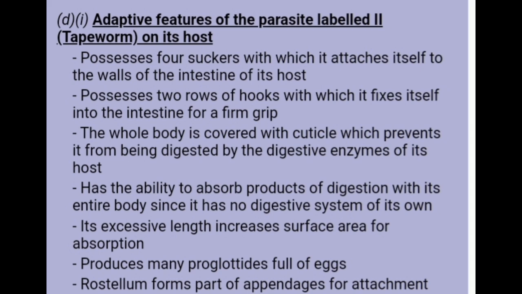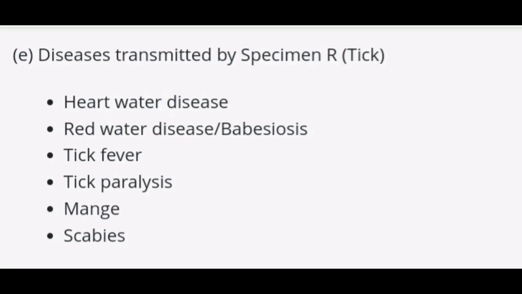And then the intermediate host of tapeworm is cattle and pig. Right? Okay. Now, what are the diseases that can be transmitted by tick? That's specimen P, the last specimen there. The disease that can be transmitted by tick is heart water disease, also red water disease or babesiosis. Then we can have tick fever or tick paralysis or mange or scabies. Tick can cause all this. What are the control measures?